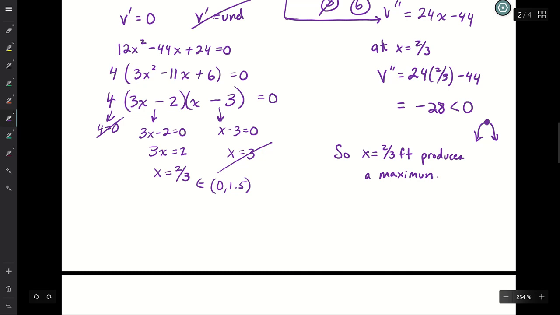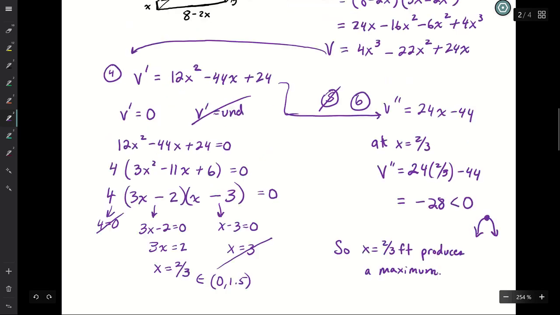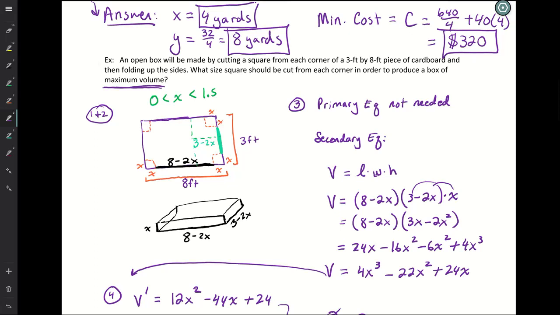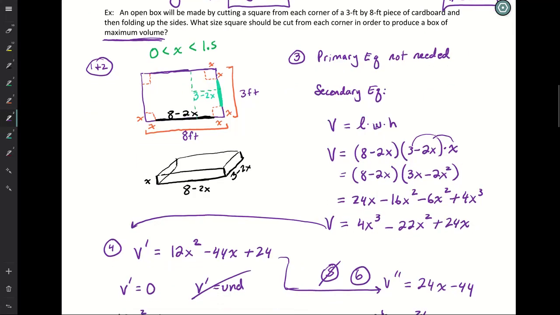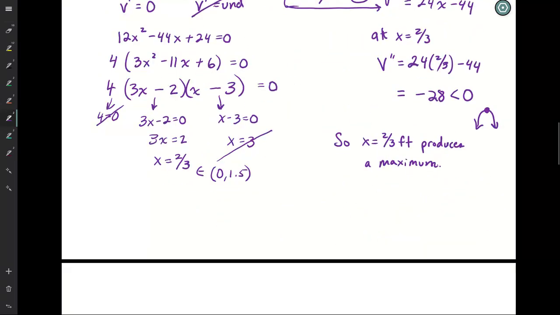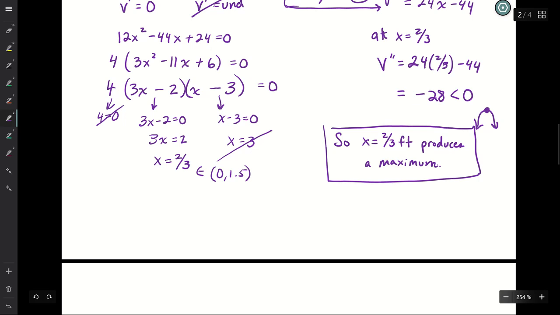Okay, on this problem, I think all it asks is what size squares should be cut from each corner in order to produce a box of maximum volume. Notice that it didn't ask for the maximum volume, but if it did, we could plug our x's back into the volume function either here or here, and that would tell us the actual maximum volume. So on here we'll say x equals 2/3 feet produces a maximum, and that would be okay as far as our final answer is concerned.